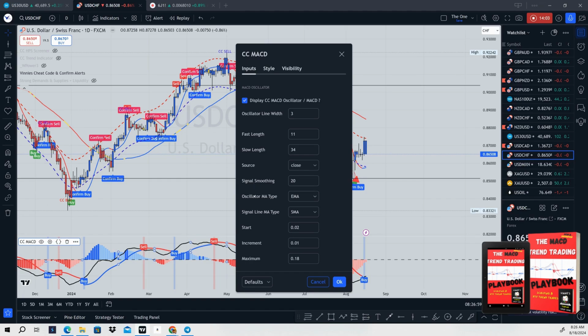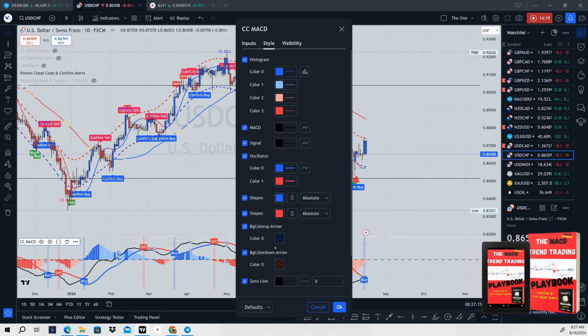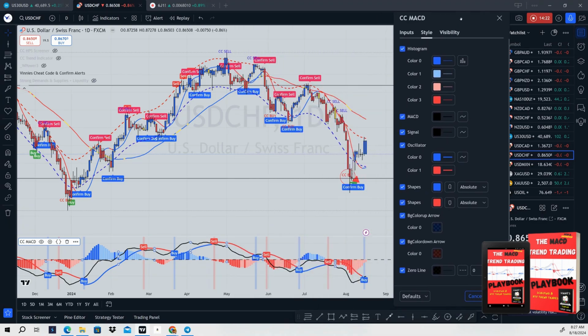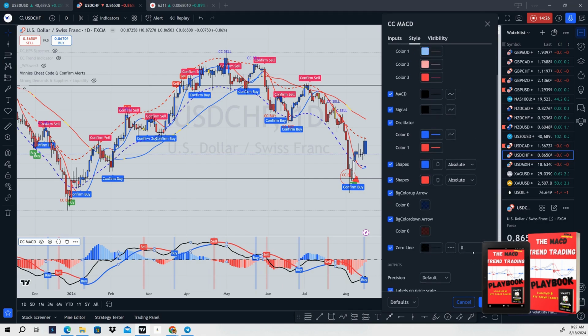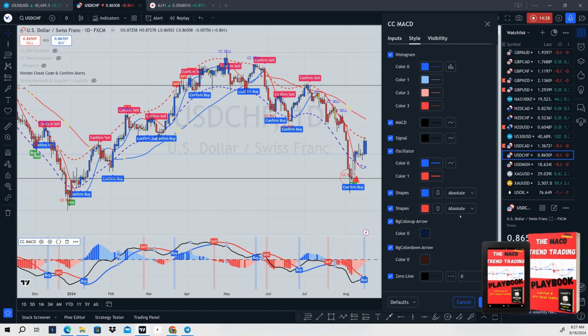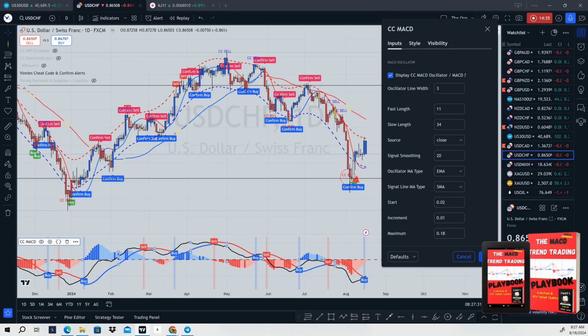On the oscillator MA, I use an MA, and then for the signal line, I use an SMA. We don't really have to worry about the start, increment, and maximum. You can keep that the same. Also, style, you can change the colors to anything that you want. Here's what I use as a color scheme, but you can change the colors to match your chart. And that's it when it comes to the MACD.